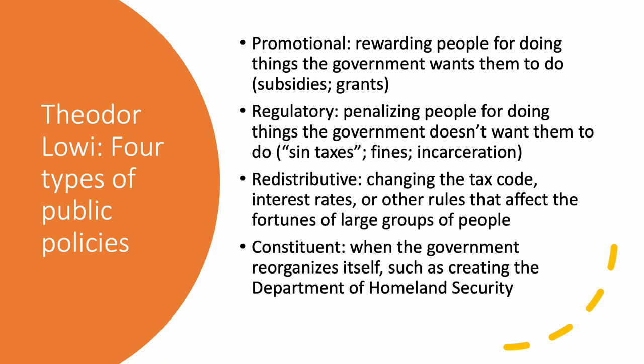Another way government can get people to do things, another type of policy, is regulatory policy. That's where you tell people not to do things and you punish them if they do. You penalize people for doing things that we don't want them to do. Taxing cigarettes and alcohol. Those are called sin taxes. I'm not saying it's a sin, but it's a term that is used for when the government taxes things that they would rather we didn't do. You can also fine people. You can even put them in jail. These are all regulatory policies for different types of things. Anything that involves a punishment is a regulatory policy.